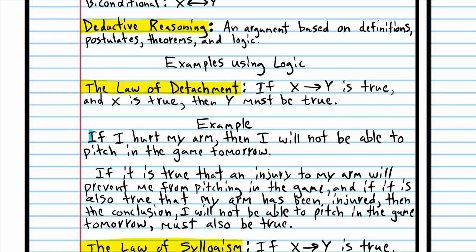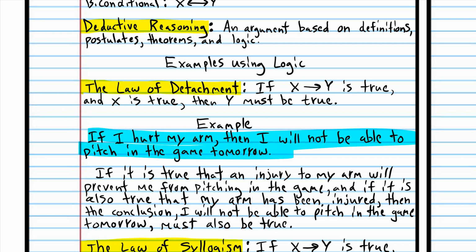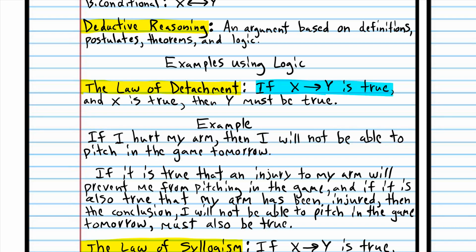So if I hurt my arm, then I will not be able to pitch in the game tomorrow. All right? So let's say that that's true. If it were not true, then you might say, well, I could hurt my arm, but I could still pitch. Then it would be not true. But let's just assume that it is true, and that generally is true. If a pitcher hurts his arm, obviously he's not going to be pitching in the game, right? So let's just assume that this is true, just like we're assuming that this is true. So if I do hurt my arm, I'm not going to play in the game.